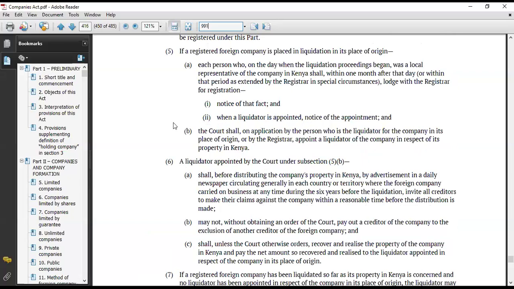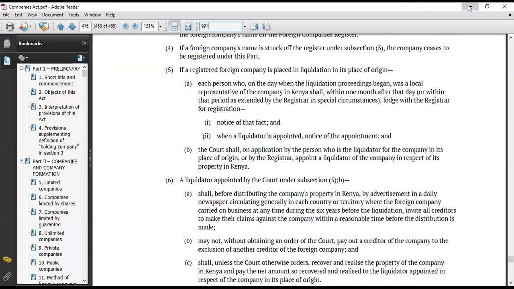So the trick with this question: if you want to pass anything to do with the Companies Act, anything to do with companies and insolvency, you must read the Companies Act and Insolvency Act very well, and its regulations, with a fine-tooth comb.